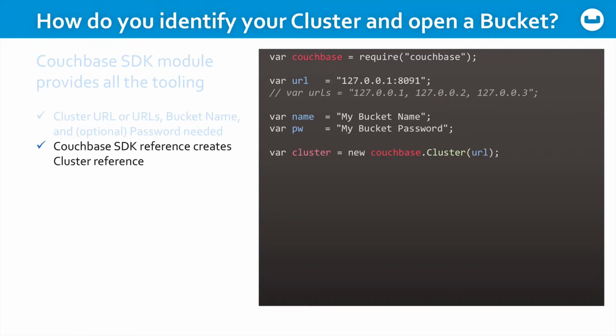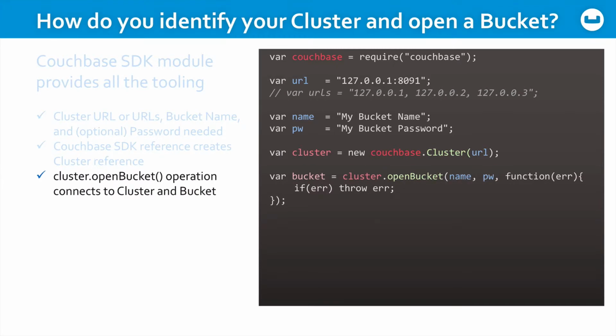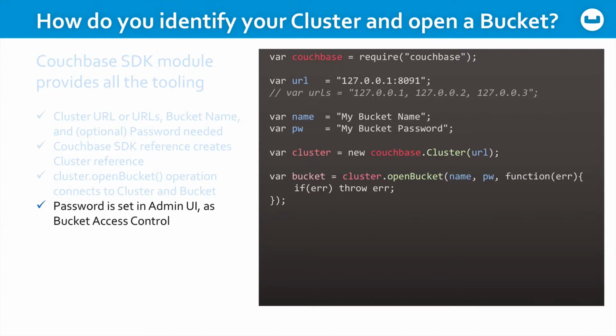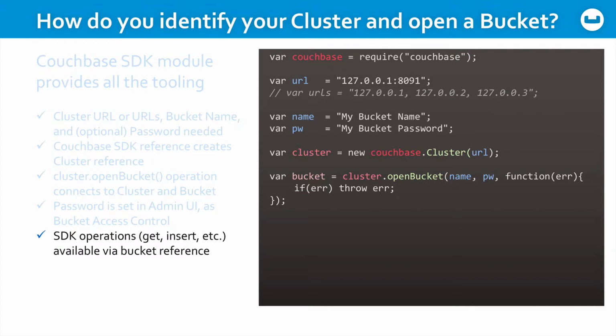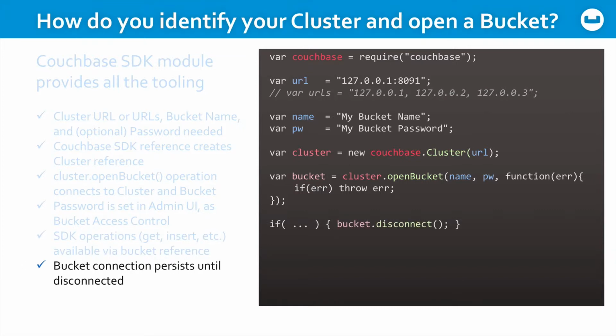The SDK reference is used to create the cluster reference itself, and then you open the bucket through that cluster reference with the name and, if you've provided one, a password. The password would be set in the admin UI through bucket access control, and you'll get walked through that in the coming lab. The SDK operations themselves, such as get, insert, etc. that we'll be looking at, are then available via this bucket reference. This bucket reference will persist until you've disconnected it.